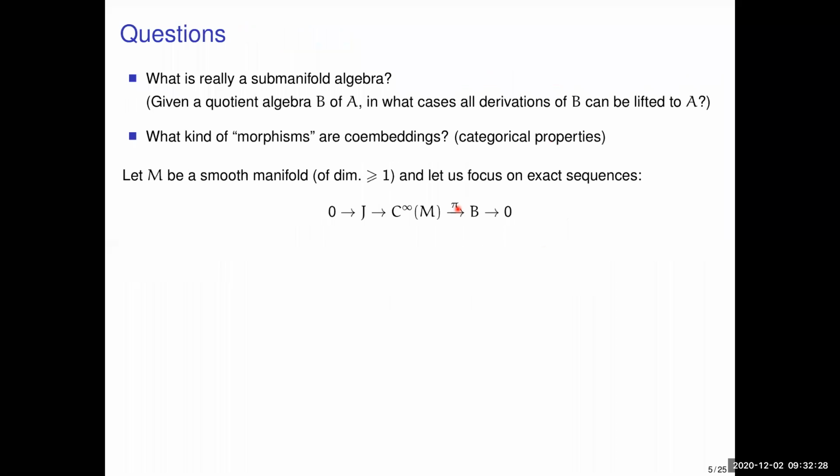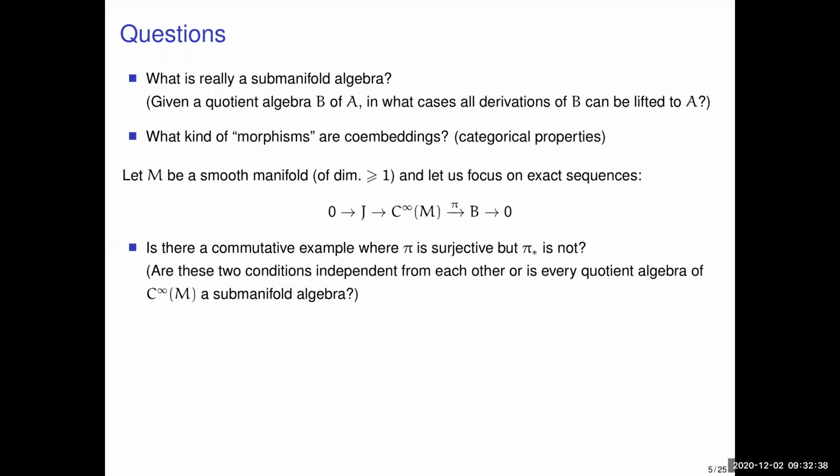Yes. Okay, so a special case is when the big algebra in the middle, A, is given by smooth functions on a manifold. And also here, there are several natural questions. For example, in the commutative case, and by commutative case I mean this: you have C infinity of M, some ideal and some quotient algebra B. Can we find an example where pi is surjective, but pi star is not? So these two conditions, are they independent from each other, or does one imply the other in the commutative case?